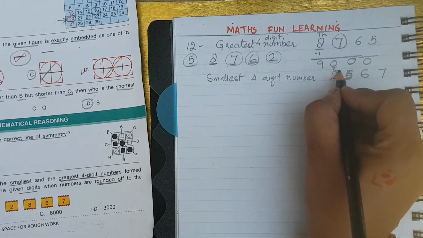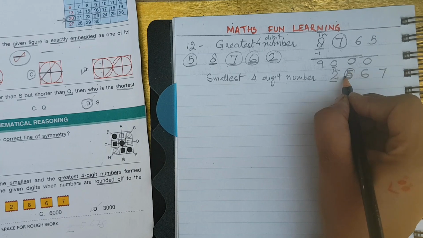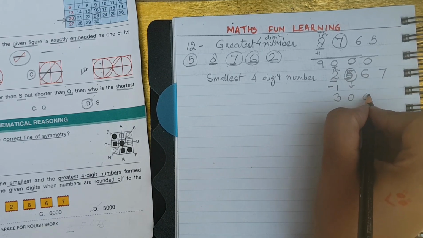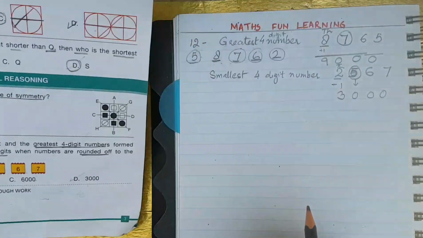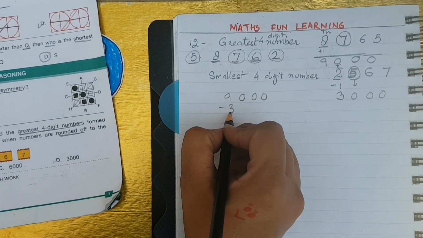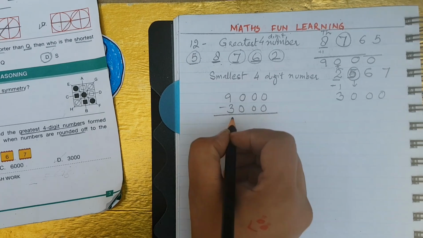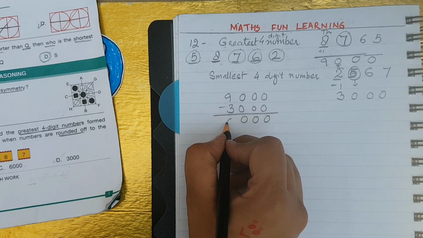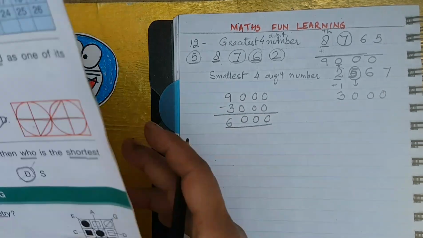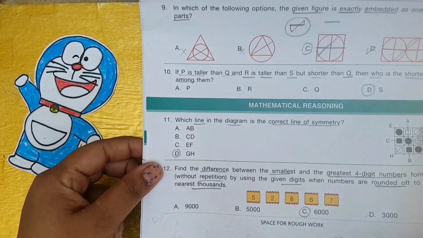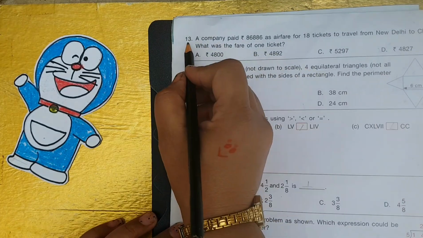Here also we have to round off to the nearest 1000. Circle this. It is also a strong digit. It will give 1, so 3000. And you have to see that it is the difference here. That means we have to subtract these numbers. So which number will you get? 9 minus 3, 6000. So your answer is 6000. This is the correct option.